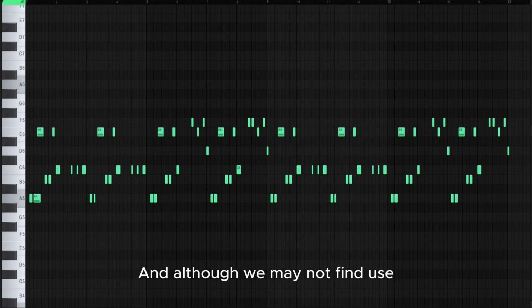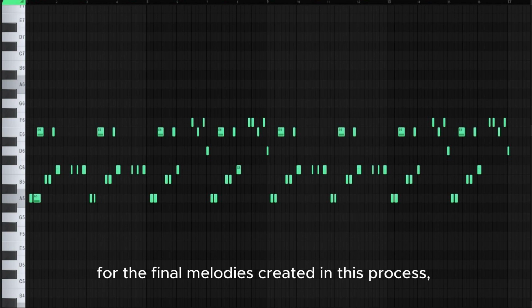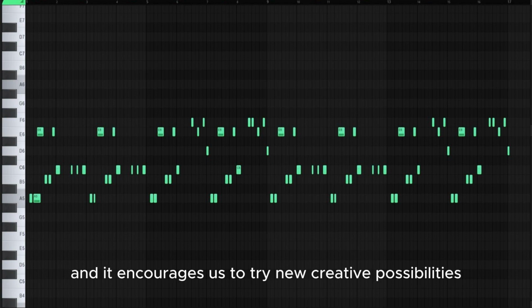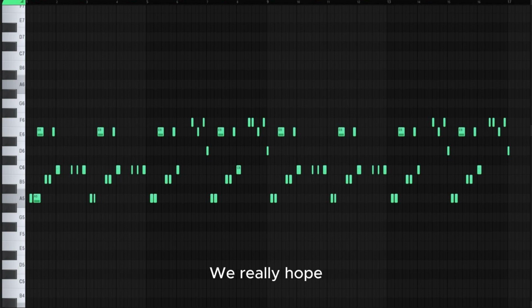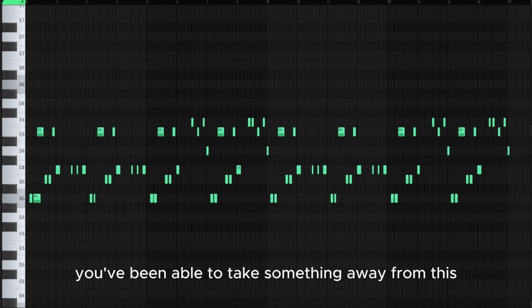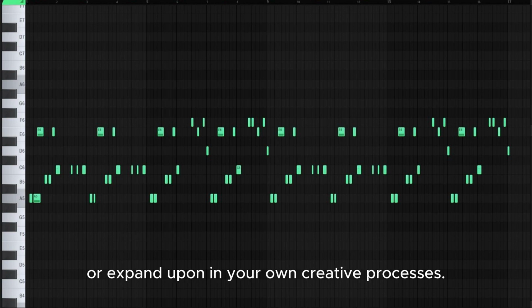And although we may not find use for the final melodies created in this process, it does provide great experience and practice at crafting our own melodies, and it encourages us to try new creative possibilities which we may not have attempted otherwise. We really hope you've been able to take something away from this episode that you can add to or expand upon in your own creative processes.